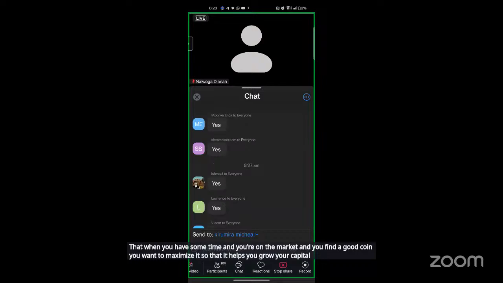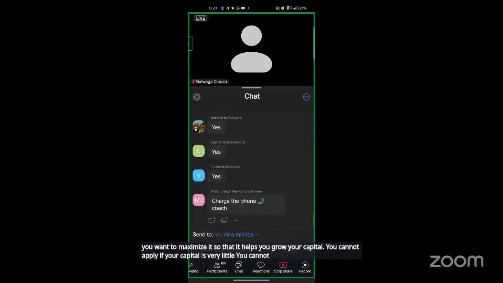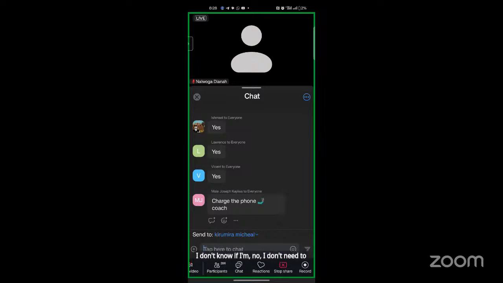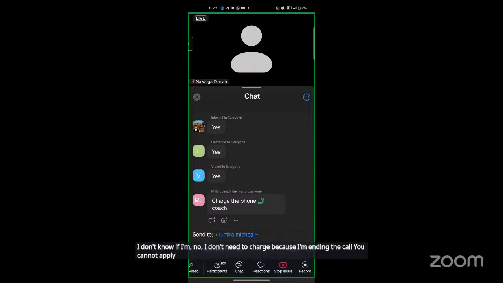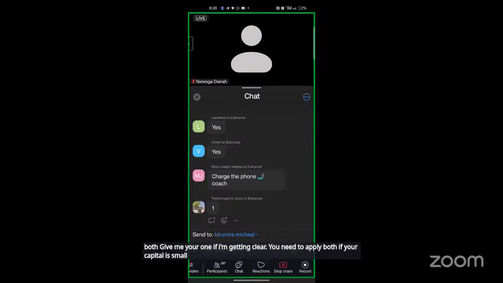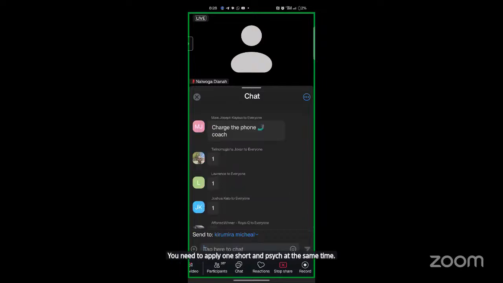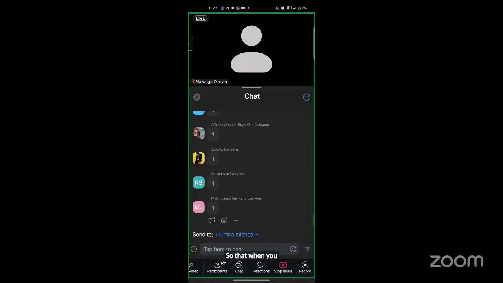You cannot apply only the cycle if your capital is very small. You need to apply both. Give me a one if I'm getting clear. You need to apply one shot and cycle at the same time, so that when you find a good coin, you maximize.